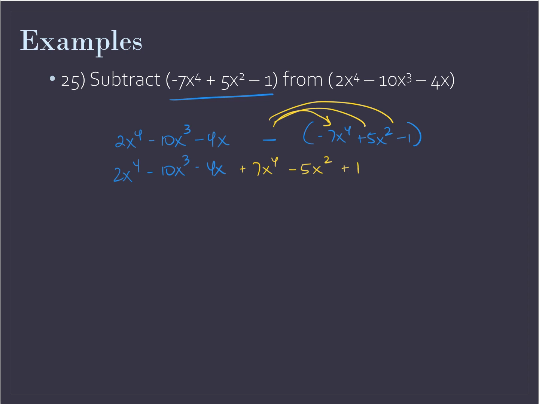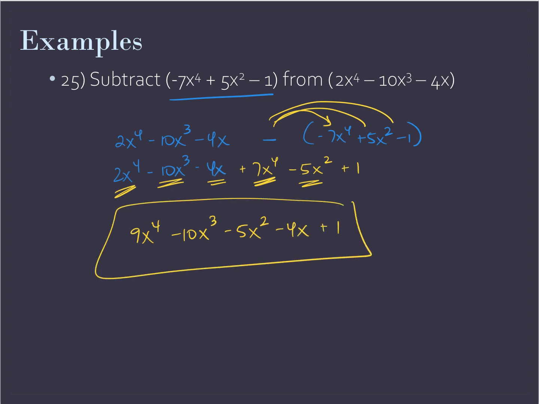And then again, combine my like terms. So I've got 9x to the 4th. I've got minus 10x cubed. I've got minus 5x squared. I've got a minus 4x. And I have a plus 1. And again, very few like terms that I could combine there. So just be careful again, understanding the difference between adding and subtracting. What do you do with those exponents? You do nothing with the exponents when you're adding and subtracting, and then you add them when you're multiplying.